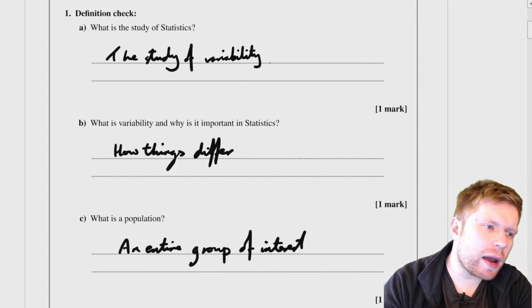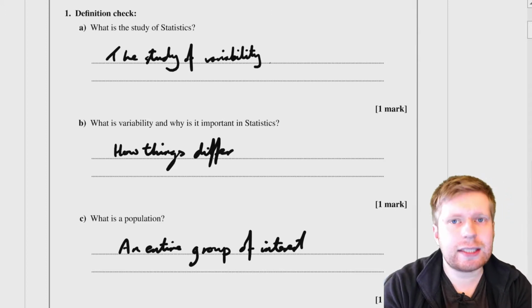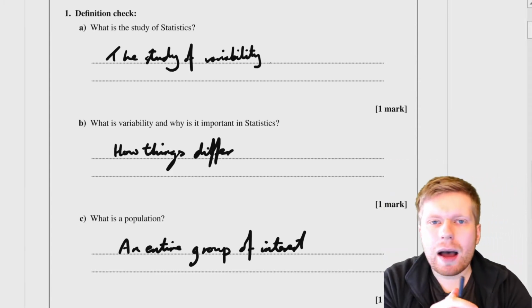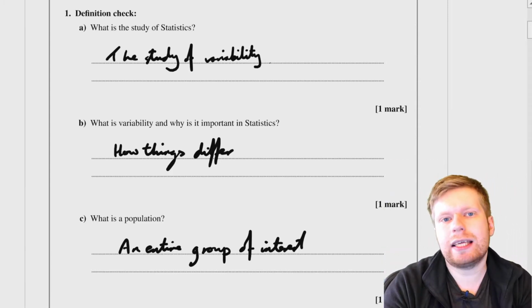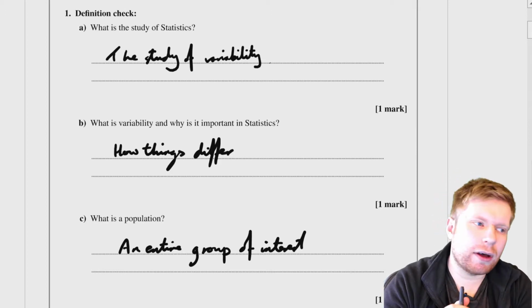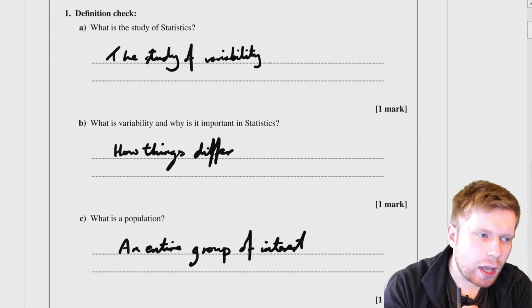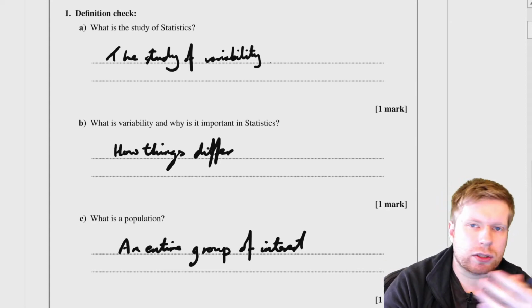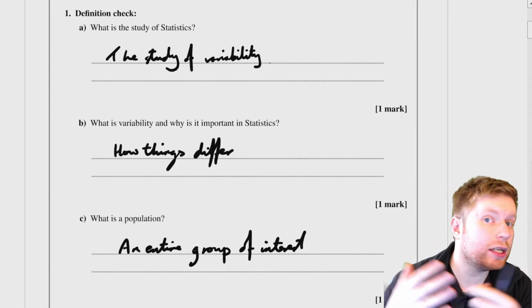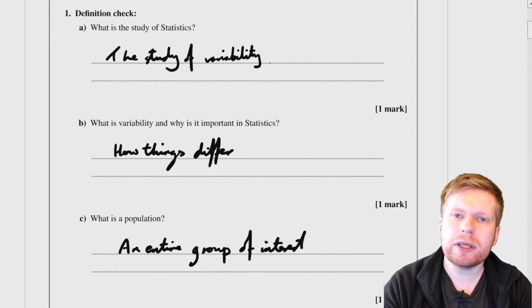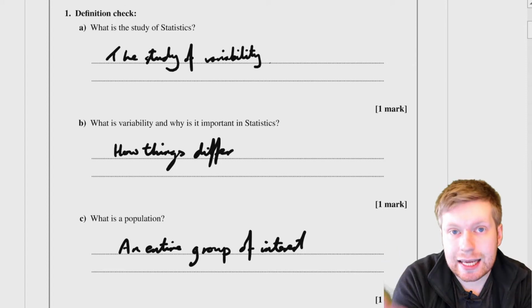Part B, what is variability and why is it important in statistics? So variability, trying to link it back to part A, is just simply how do things differ, okay? How do things differ? Now we've actually looked at measures of variability, like standard deviation, we've looked at range, we've looked at interquartile range, you know, we've looked at deciles, percentiles, all these kind of things. They all help us to understand variability in data.